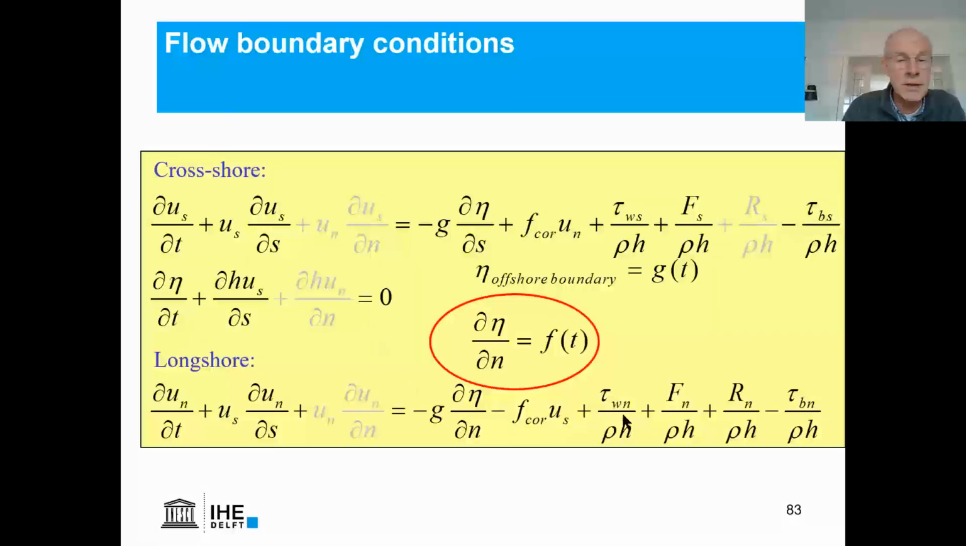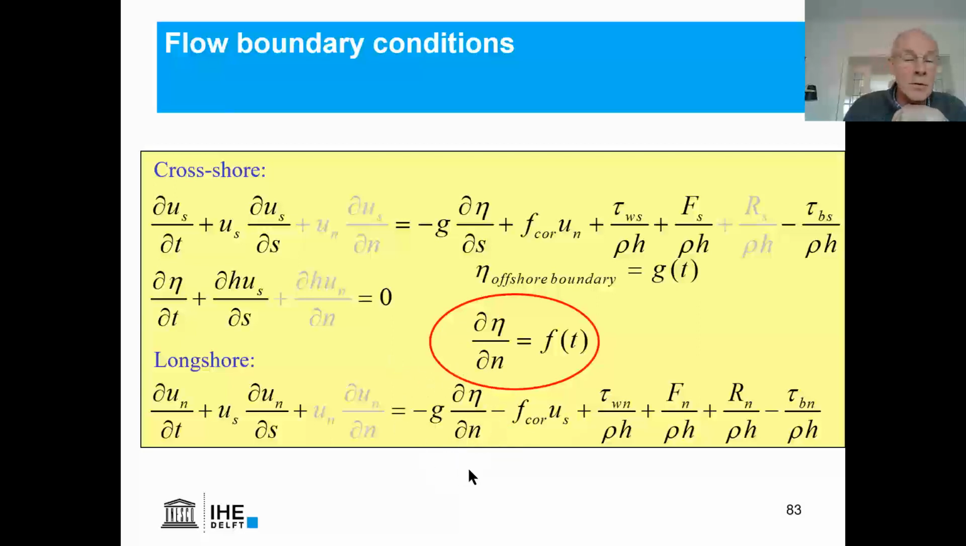This busy slide here tries to explain this. So now I've got the situation where we have a more full two-dimensional simulation, and the gray terms are just the terms that we cannot resolve at the boundaries. And now you understand why I was using u_s and u_n. s is along the boundary and n is across the boundary, but in a longshore direction. So these terms we have to neglect, but for the rest we can impose this d eta/dn that you see here in the longshore current simulation.